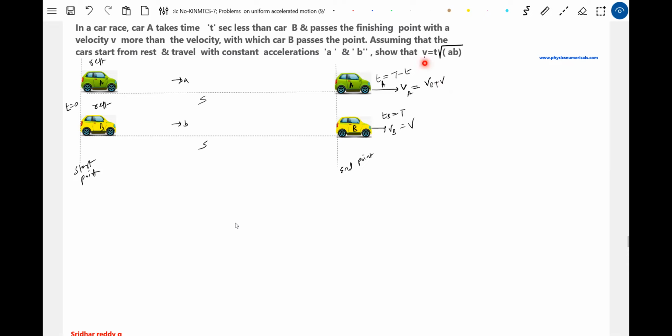So now he's asking to get the relationship between these things. What are the things we have? So we'll write equations of motion for them. VB square minus 0 square equal to 2BS. Both the cars will accelerate. That's why I'm showing the accelerations in the same direction. V square minus U square, final velocity minus initial velocity, equal to 2 times acceleration into total distance covered. I'll show this. I think it's enough.